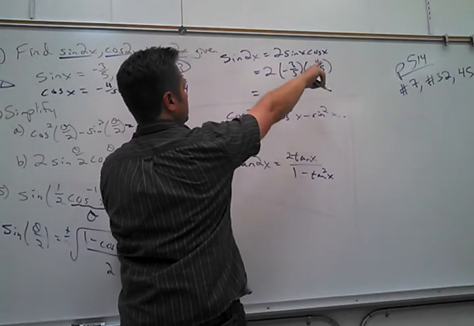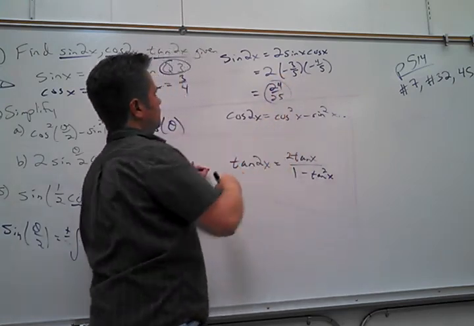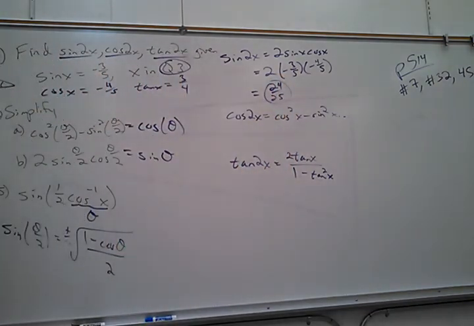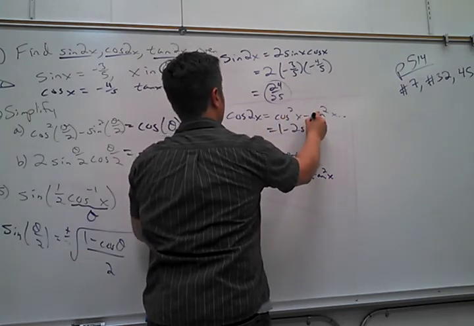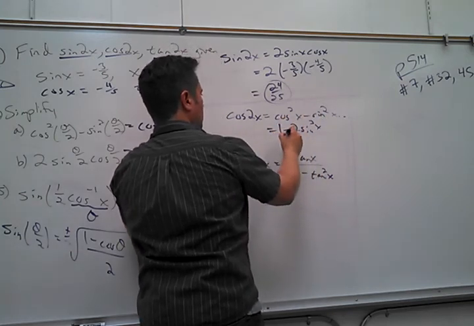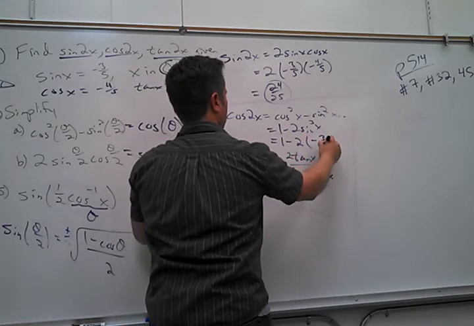So what do you get here? You get 24/25ths. Cool. Two negatives cancel. And then here, if you want to use this one, or you could use this one, whatever one you want to use. So if you use this one, you get 1 minus twice negative 3/5 squared.